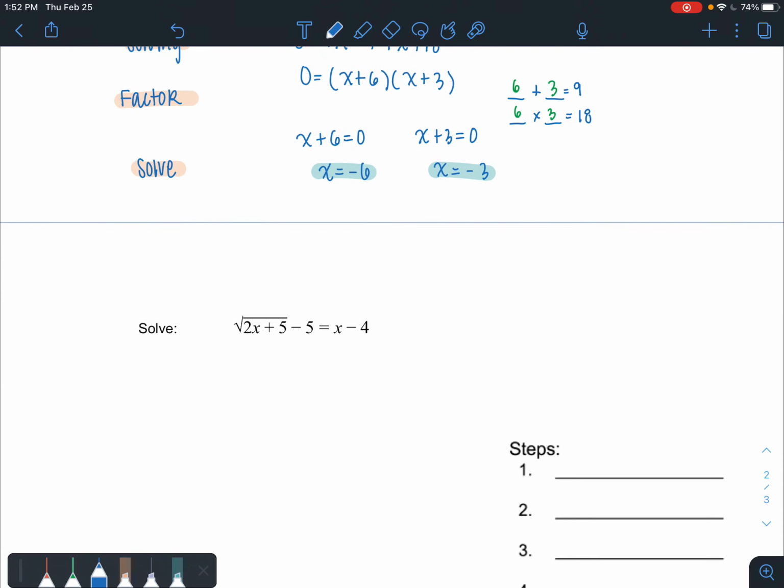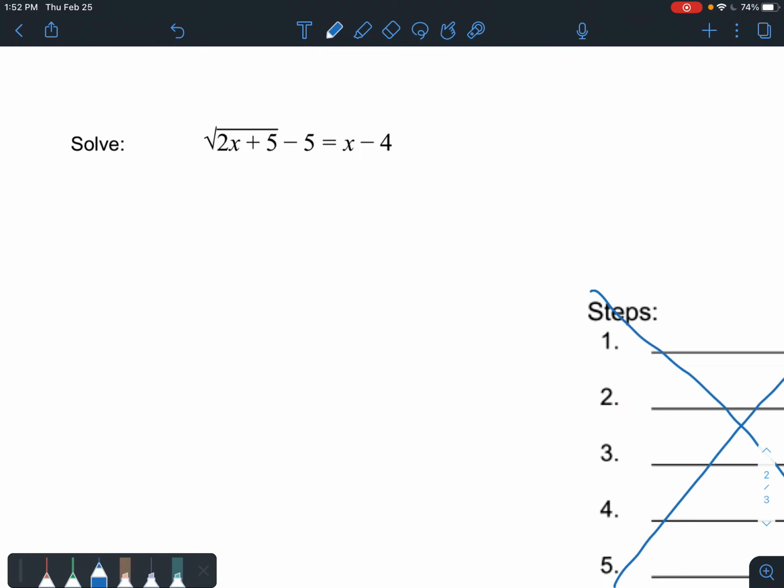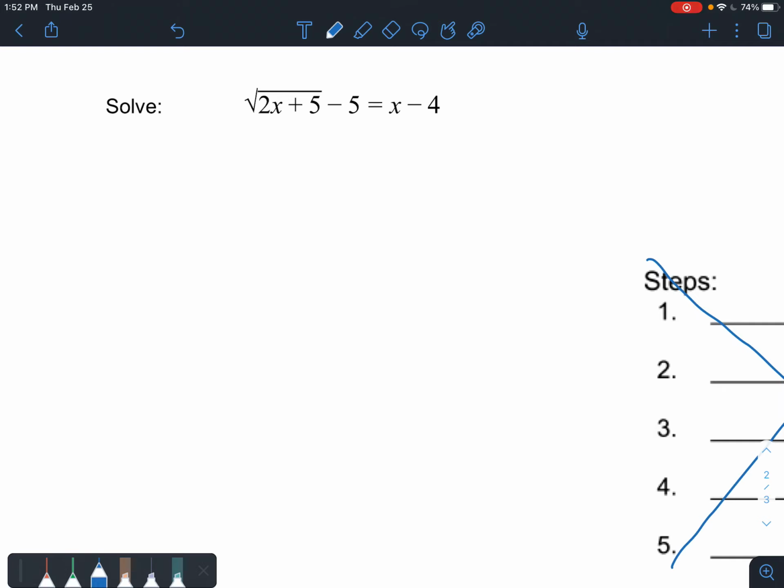Let's do another one. Again, just focusing on those skills. We're not even going to worry about the steps over here right now. We'll come back to it. First I'm going to get the radical by itself, so I'm going to add 5 to both sides. So I have the square root of 2x plus 5 equals x plus 1. Square both sides. We know how to square things.